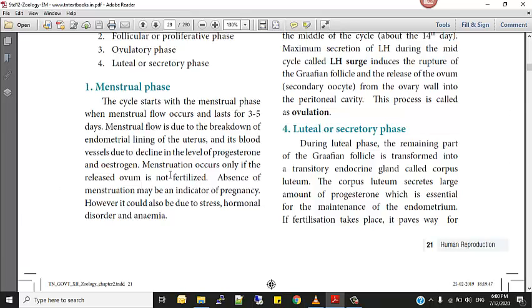So this is very important. If the ovum is not fertilized only, menstruation will occur. You have to keep this in your mind. Absence of menstruation may be an indicator of pregnancy. We have already seen in the video. However, it could also be due to stress, hormonal disorder, anemia, or some other disorders like polycystic ovary disorder.